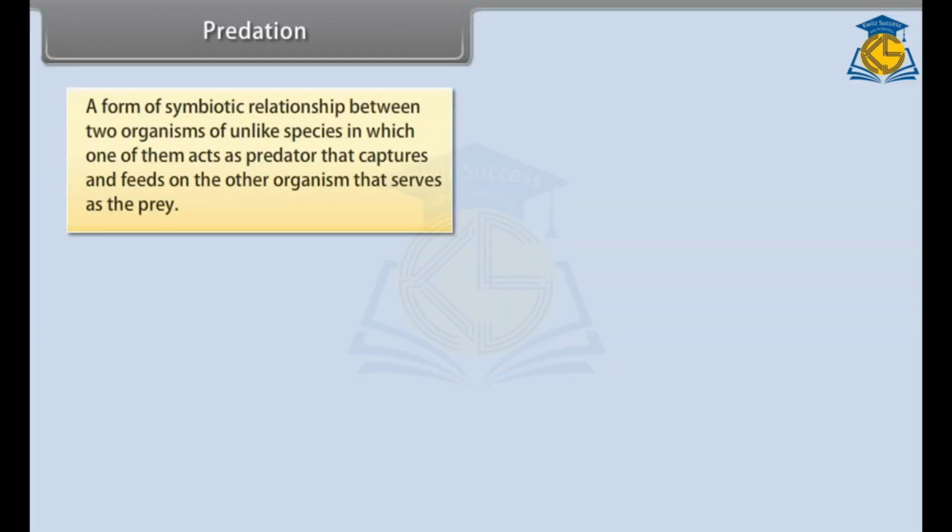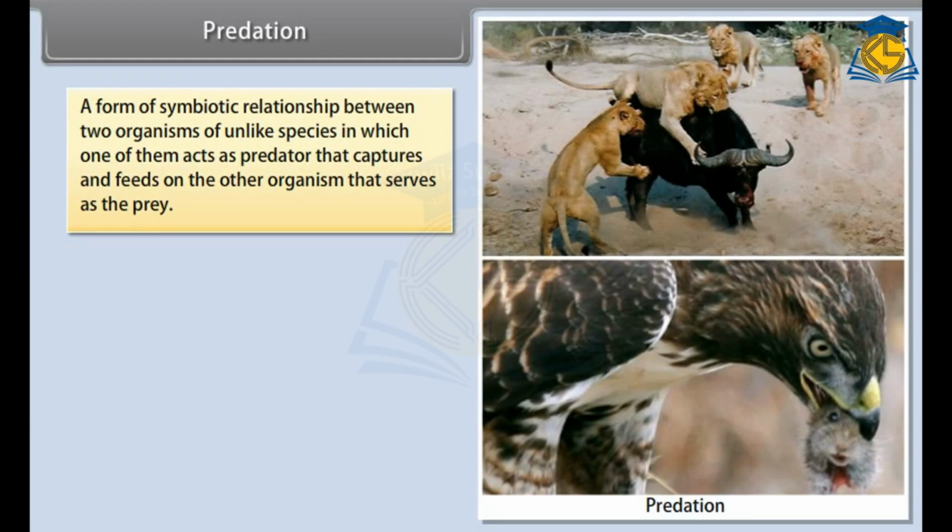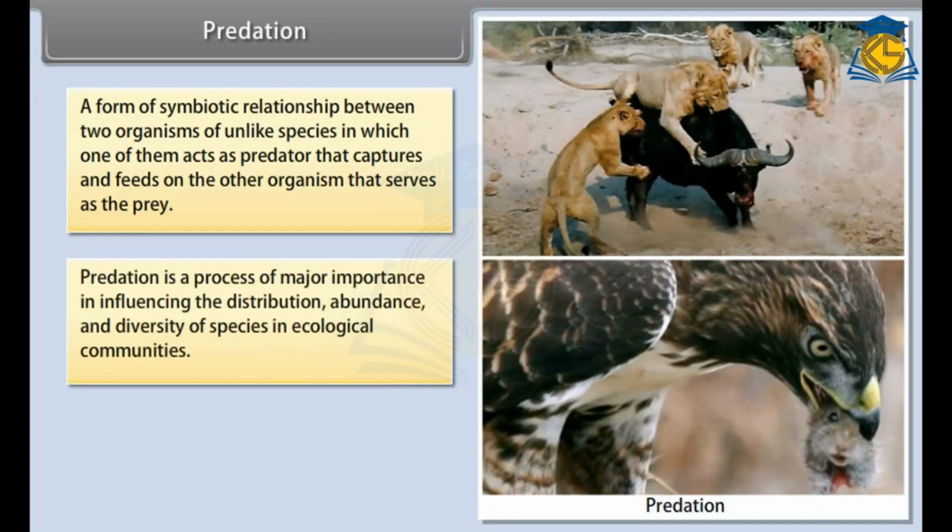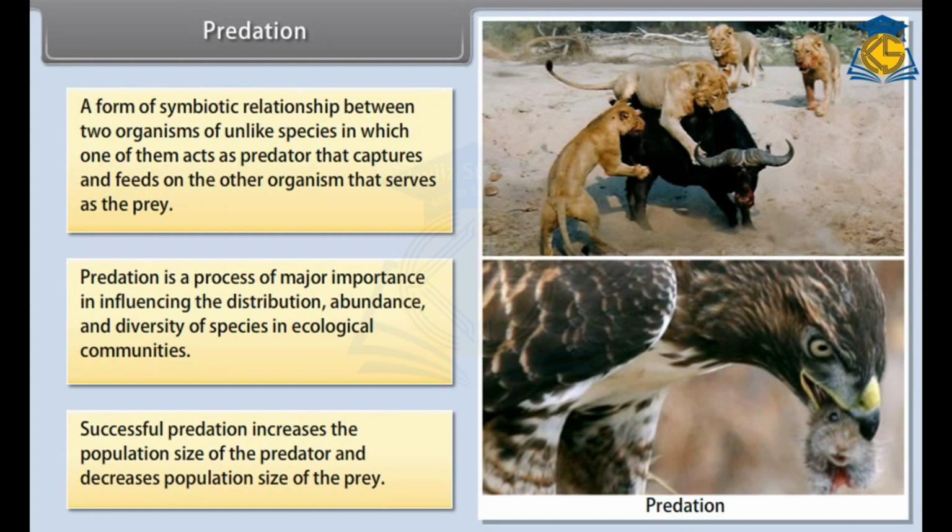Predation. A form of symbiotic relationship between two organisms of unlike species in which one of them acts as predator that captures and feeds on the other organism that serves as the prey. Predation is a process of major importance in influencing the distribution, abundance, and diversity of species in ecological communities. Successful predation increases the population size of the predator and decreases population size of the prey.